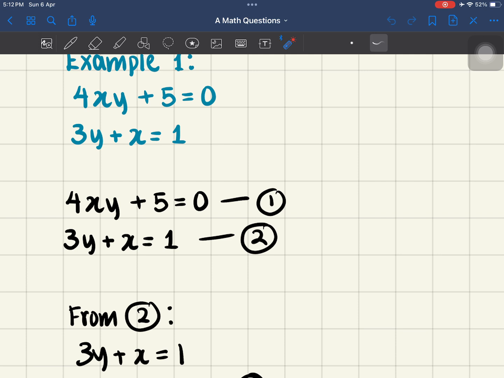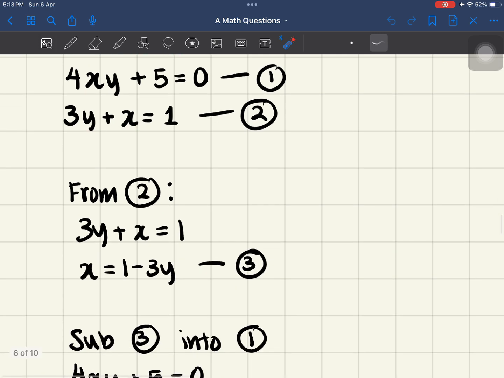The next thing you want to do is identify which equation is easier to sub into. If you look at the first equation, you can see that xy has a coefficient of 4. And for the second equation, y has a coefficient of 3 and x has a coefficient of 1. So from this you can see that this equation would be easier to work with because you have x with a coefficient of 1. So next we want to rewrite the equation such that x is on the left hand side, and then you get x equals 1 minus 3y.